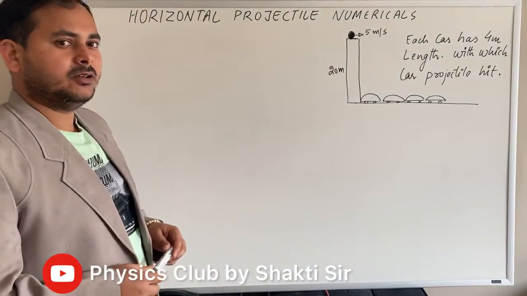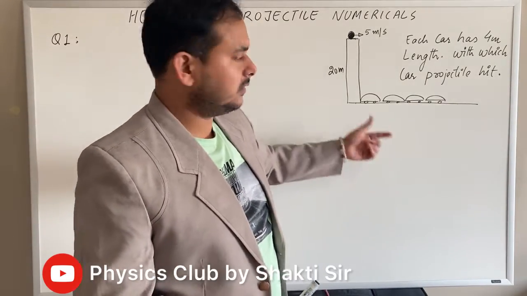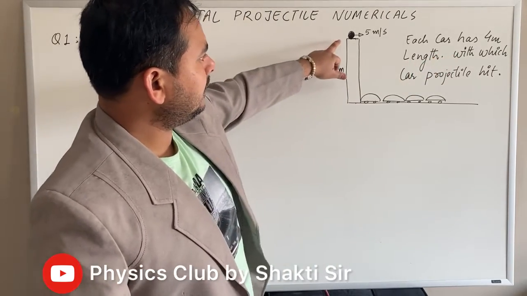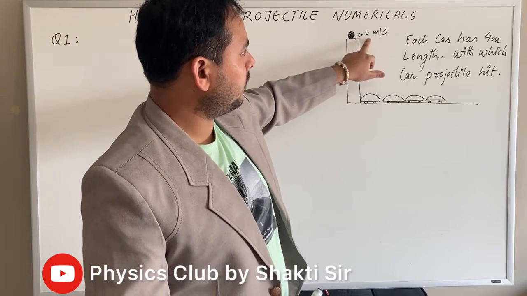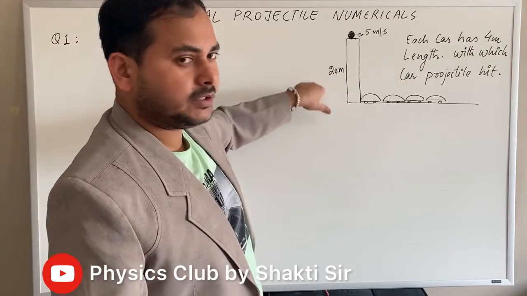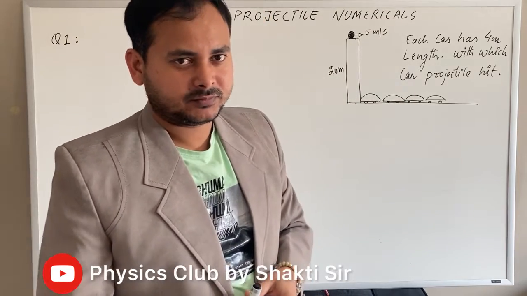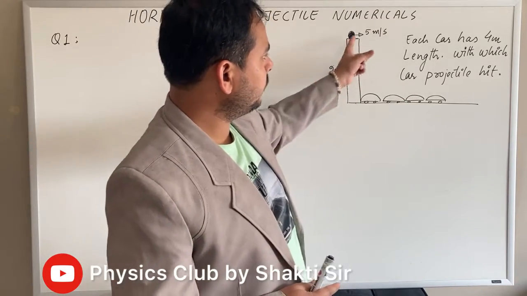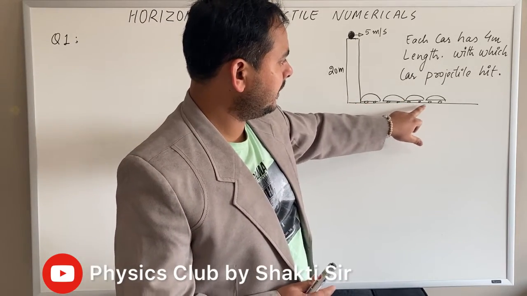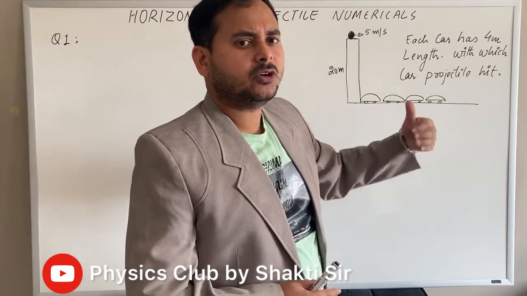So the first numerical based on horizontal projectile is: we have a specific number of cars, and the length of each car is 4 meter. There is a projectile with a horizontal speed of 5 meter per second, which is projected horizontally from a height of 20 meter. We have to decide which car it will strike. Let's say this is car number 1, number 2, number 3, number 4 and so on. Will it hit the first, second, third, fourth or fifth?